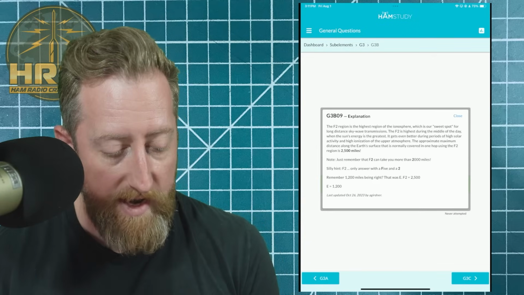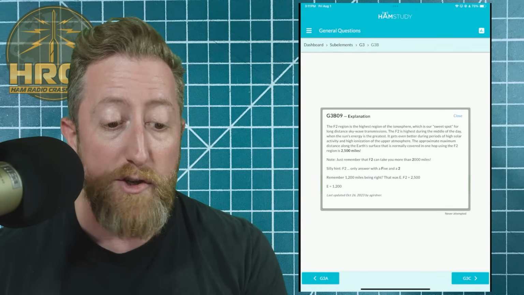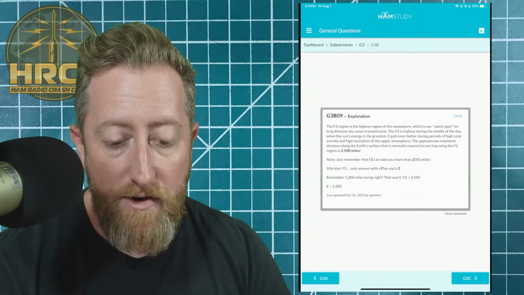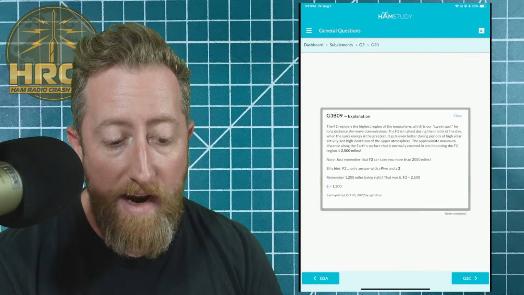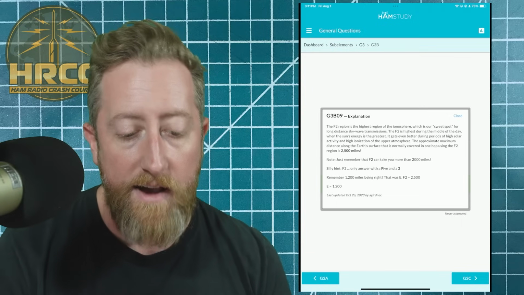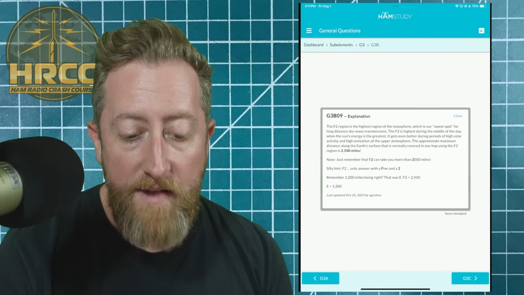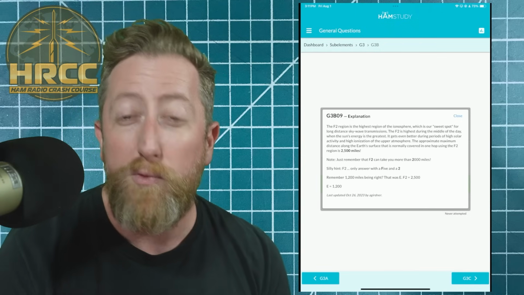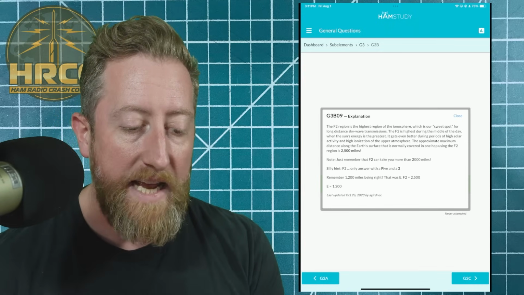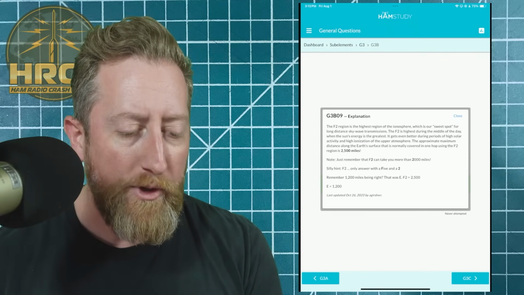Let's click explain and see what we hear here. The F2 region is the highest region of the ionosphere, which is our sweet spot for long-distance skywave transmissions. The F2 is highest during the middle of the day when the sun's energy is the greatest. It gets even better during periods of high solar activity, like we are right now, and high ionization of the upper atmosphere. The approximate maximum distance along the Earth's surface that is normally covered in one hop using the F2 region is 2,500 miles, which is great. Note, just remember that F2 can take you more than 2,000 miles. Silly hint, F2, only answer with a 5 and a 2.